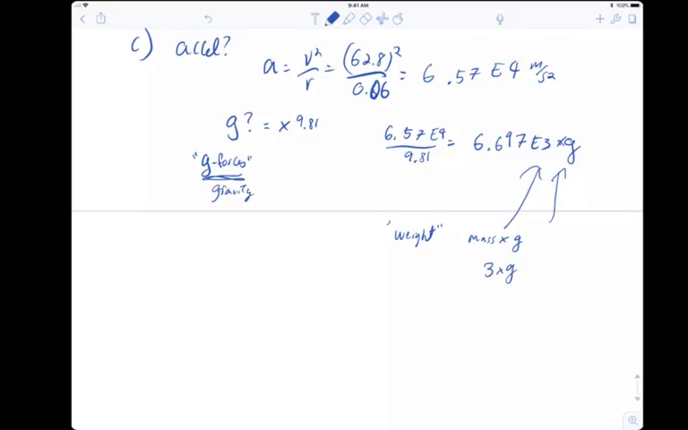So 6,000 G's, that's 6,000 times heavier. I don't know if Goku could withstand that, to be honest, but let's move on to the next question. Uh, 41. Question 41 goes like this.